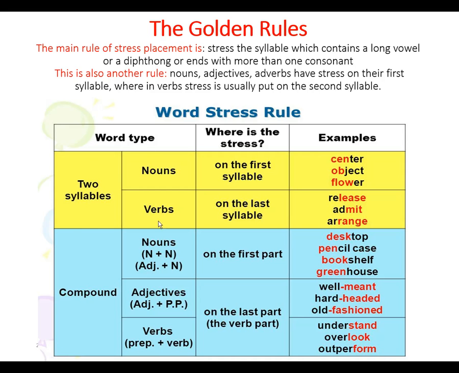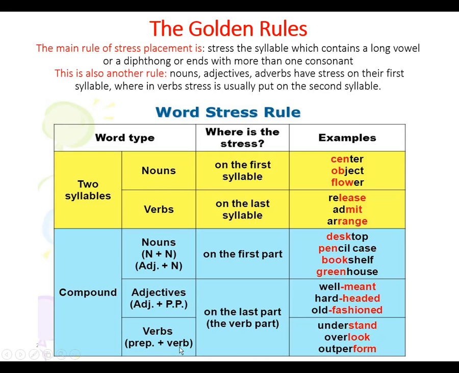Okay, then this is a table which illustrates this. Nouns: first syllable stressed, center, object, flower. Second, verbs: we stress the second syllable or the last. Release, admit, arrange. Then compounds: we put stress on the first part if it is a noun or adjective plus noun: desktop, pencil case, bookshelf, greenhouse. Compounds when I have adjective plus past participle, where do I put stress? On the last part, meaning the past participle: hard-headed, old-fashioned.